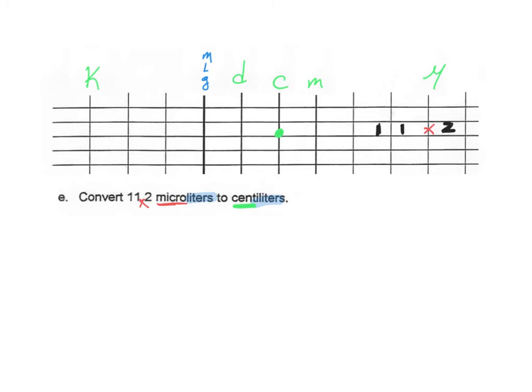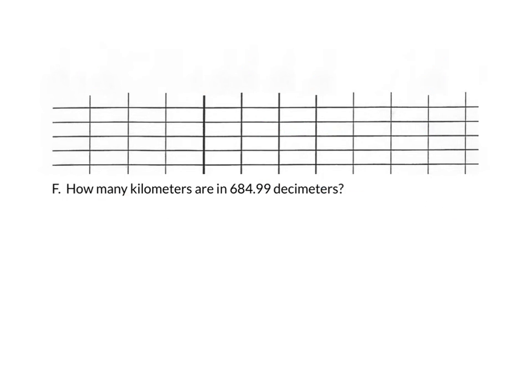So for this answer, we're going to have to add in some zeros as placeholders. And we'll see that our answer is 0.00112. And the units in this case is centiliters. Next, we'll try the two questions that we added. So we're going to head to F. We see this is a metric to metric conversion.